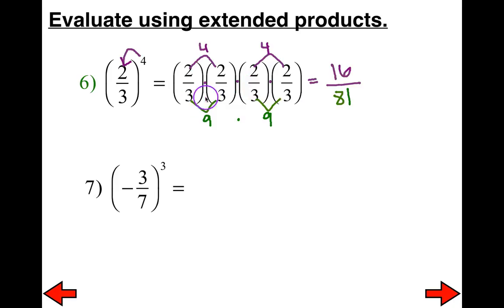And again, the reason why I chose to multiply things out completely was because I was asked to evaluate it. If you're asked to evaluate, you want to multiply things out completely. Okay, so on that note, I'm going to go ahead and have you try number seven on your own.